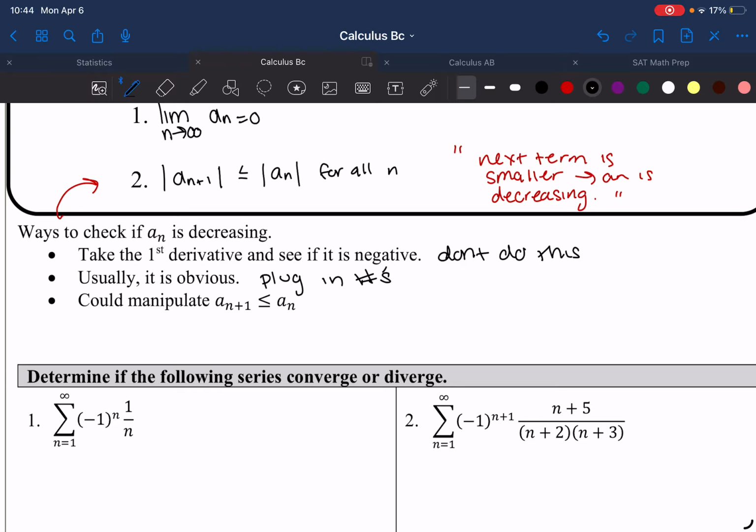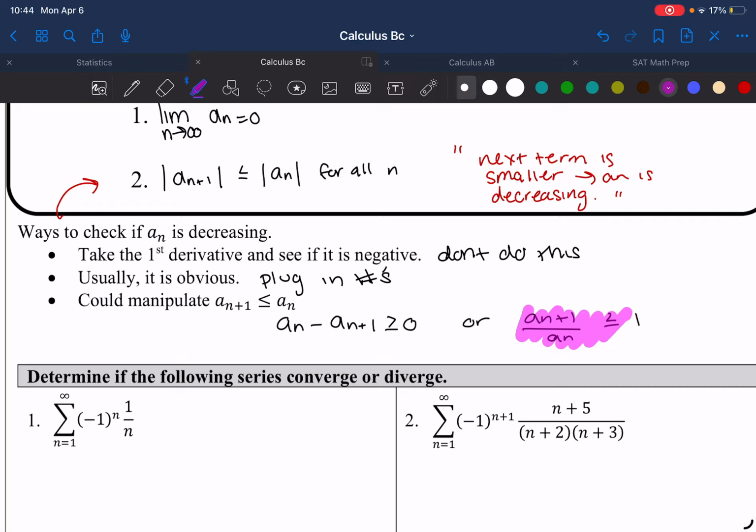Another way is we can manipulate this inequality. So we could rewrite this inequality to be a sub n minus a sub n plus 1 is greater than or equal to 0. Or we can rewrite this as a sub n plus 1 over a sub n is less than or equal to 1. So the most common one that is used is this one here that I'm highlighting. And that's the one we're going to use most in the notes.